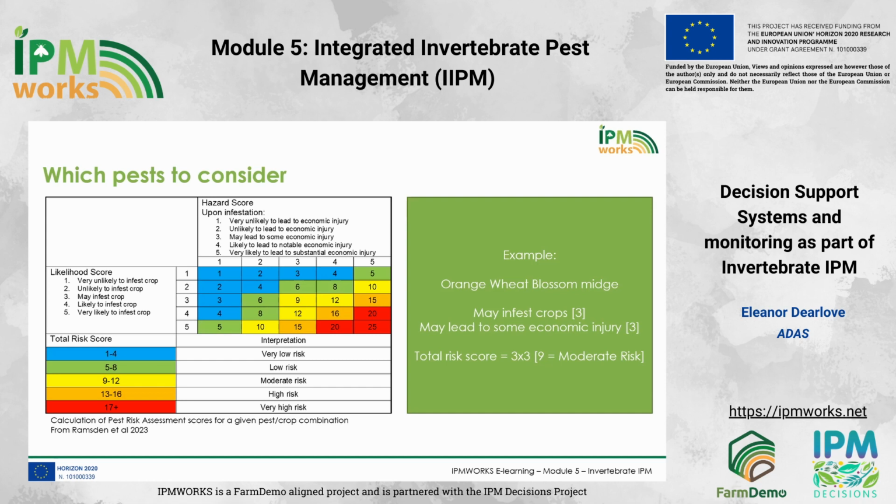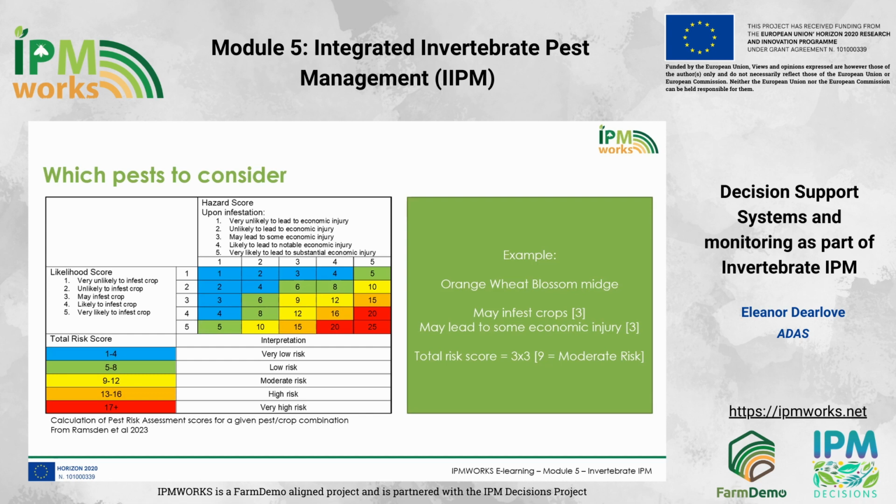If we consider an example of the risk of orange wheat blossom midge, which is an occasional pest of milling wheat in the UK. While it often occurs in crops, only where it infests the crop during ripening does it cause economic damage, and even then only at high levels. Management may be needed if the midge emerge around vulnerable crops and where there are low numbers of natural enemies, so monitoring in crops is recommended. This could be assessed as giving the pest a likelihood score of 3, i.e. may infest, and a hazard score of 3, may lead to some economic damage.